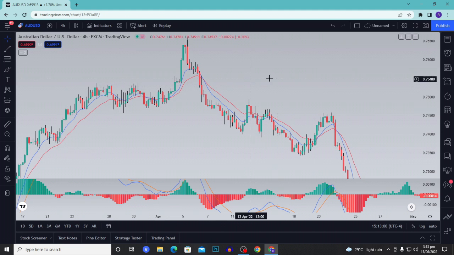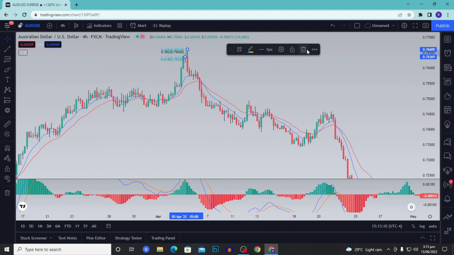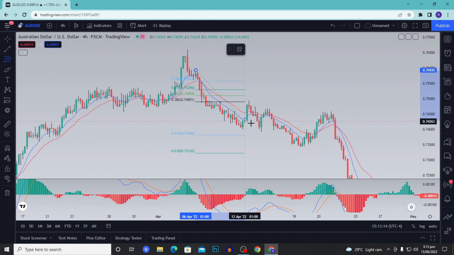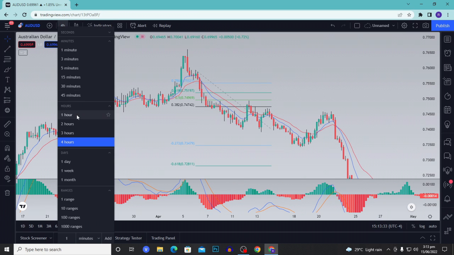Okay, since price broke structure with this big impulse move right here, we can draw the Fibonacci starting from right here, all the way down to the end of the impulse move. So let's drop down to the 1 hour time frame now.